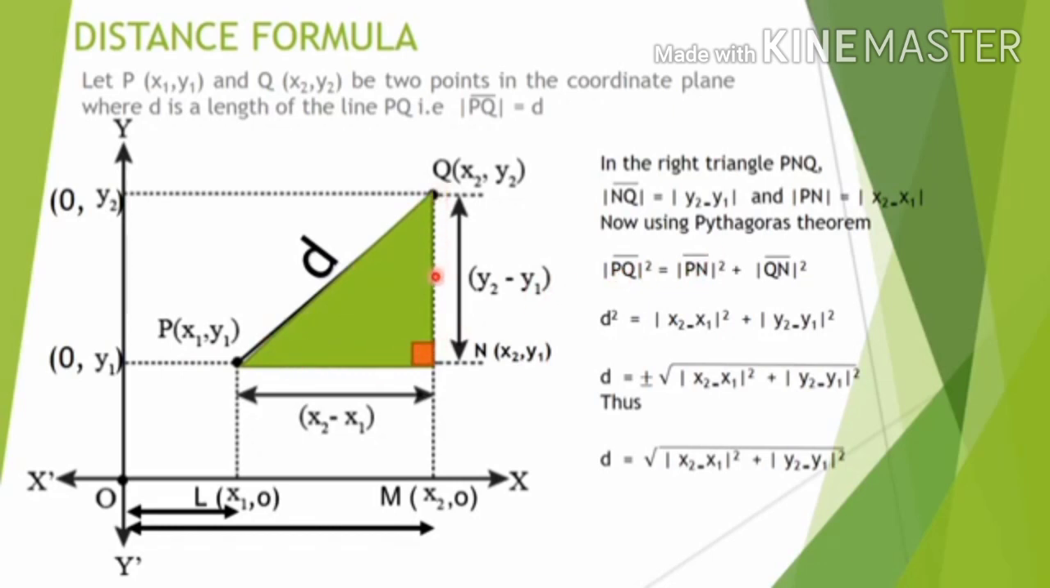Similarly, perpendicular is Qn. If we substitute their values, PQ, we have denoted PQ by small t. So here d square is equal to Pn, the absolute value of x2 minus x1, plus Qn, the absolute value of y2 minus y1. We have to find out distance d, so we take a square root on both sides. We will have plus minus square root of the square of the difference of the x coordinates plus the square of the difference of the y coordinates. But as you know, the distance is always positive, so we will ignore the negative value.